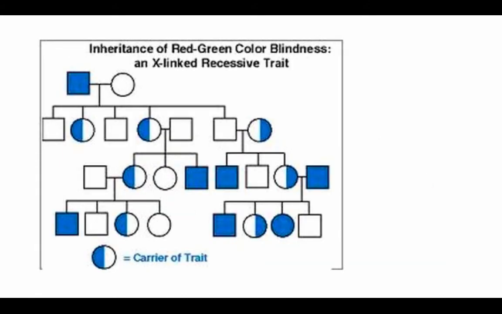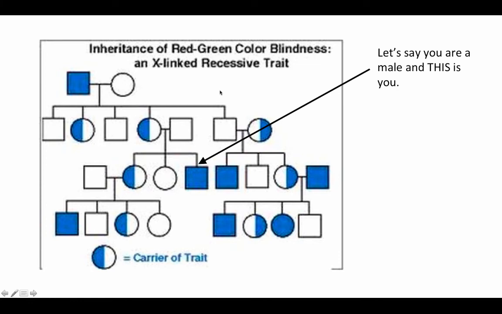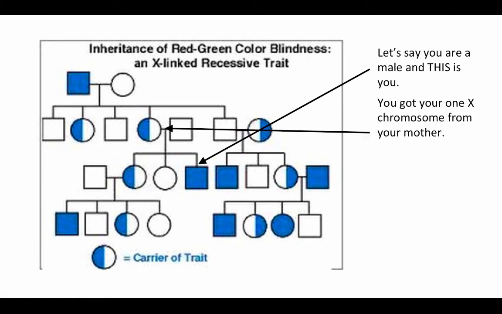So if you look at a pedigree for a typical X-linked recessive trait, in this case, we've got individuals that are affected by the trait in blue. We've got carriers half shaded. And so if you imagine that you're a male and this is you right here, you got your one X chromosome from your mother. So here's your mother, the heterozygote. And of course you got your Y chromosome from your father, but it doesn't really matter because that allele is not carried on the Y chromosome anyway.